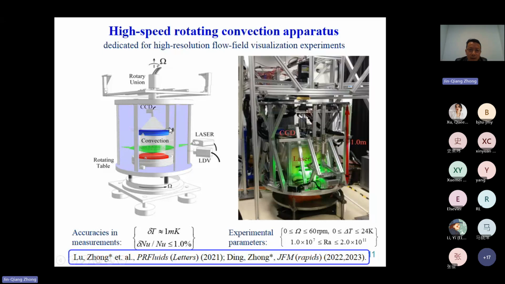The apparatus is dedicated to high-resolution flow visualization. A sapphire window is made in the top plate, and a horizontal laser sheet is projected onto the fluid, illuminating the seeding particles. A rotating camera captures the flow motion from the top sapphire window. The whole apparatus is built on a fast rotating table. The space volume in this shaded color rotates with the table during the experiment. The right photo shows the real scale of the setup.